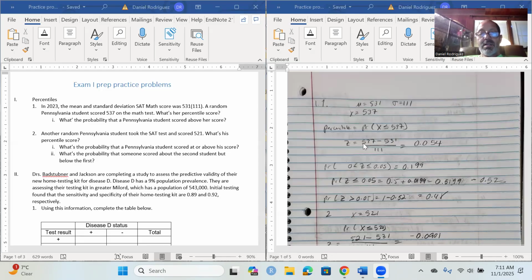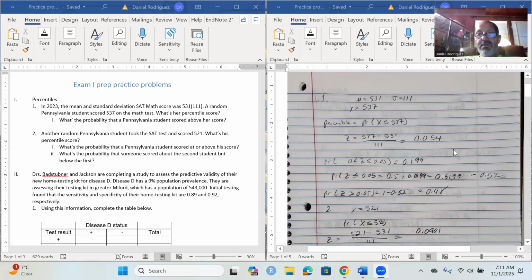So we plug this into the Z equation. This is basically standardizing, transforming this score that's in SAT units into a score that's in standard deviation units. So what I mean by that is standard deviations from the mean in a standard normal distribution. So it's 537 minus 531 divided by sigma, and we get 0.054.